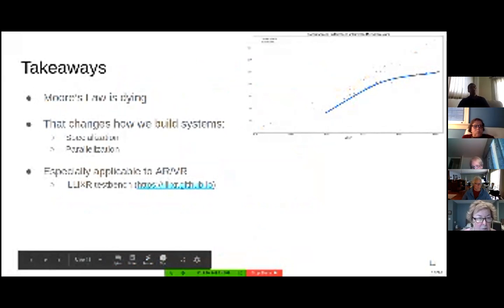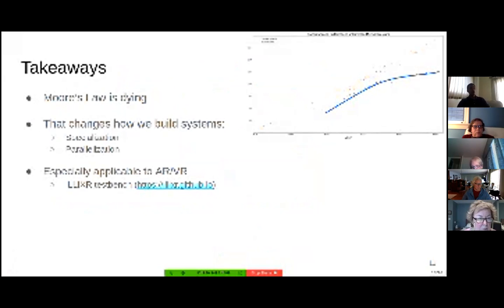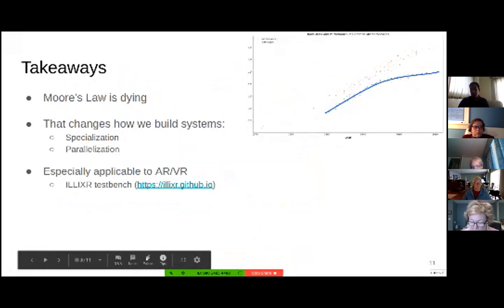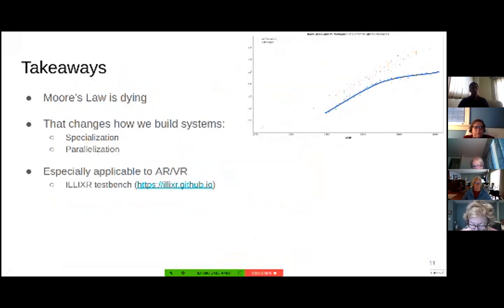So the thing I want you to take away is how important Moore's Law is, but how it's starting to die, or at least take a different form today because of this performance scaling that was once very good and is now starting to level off.